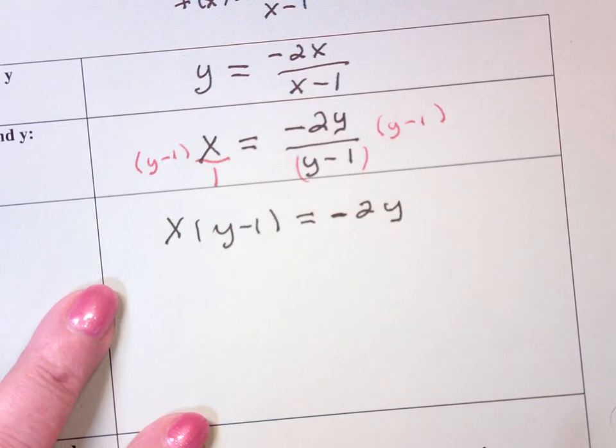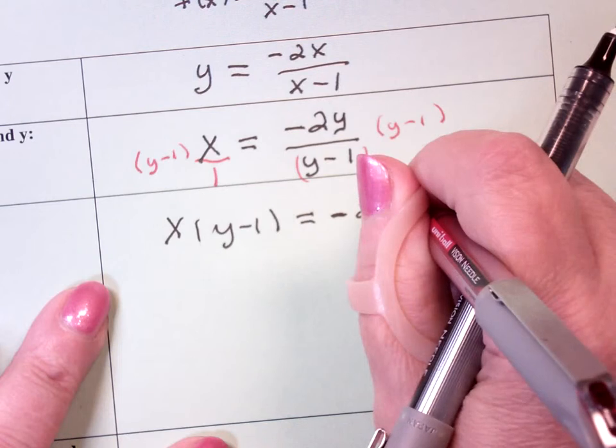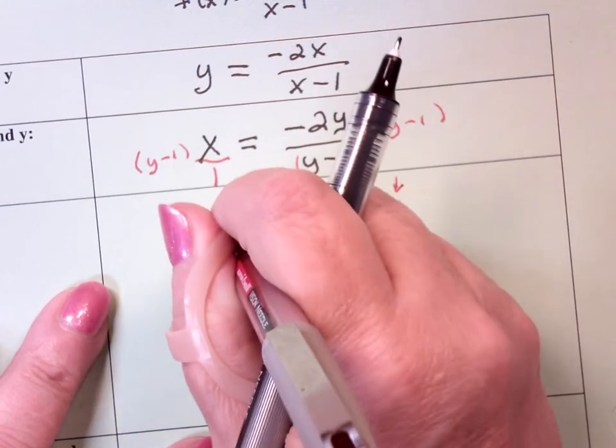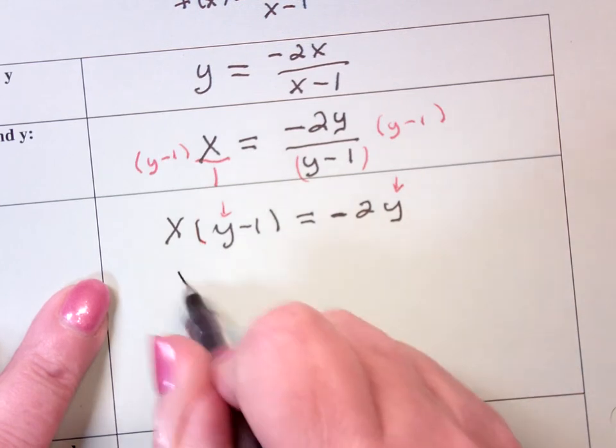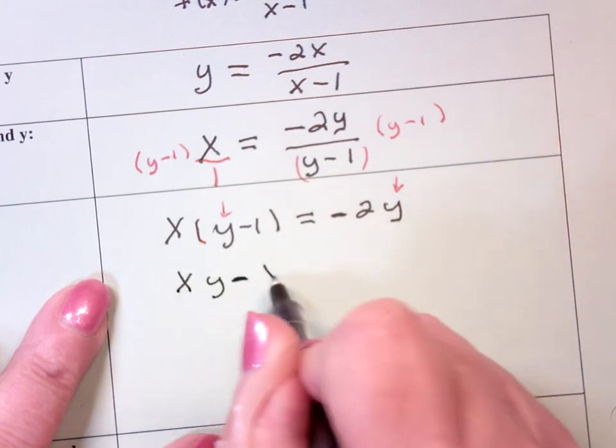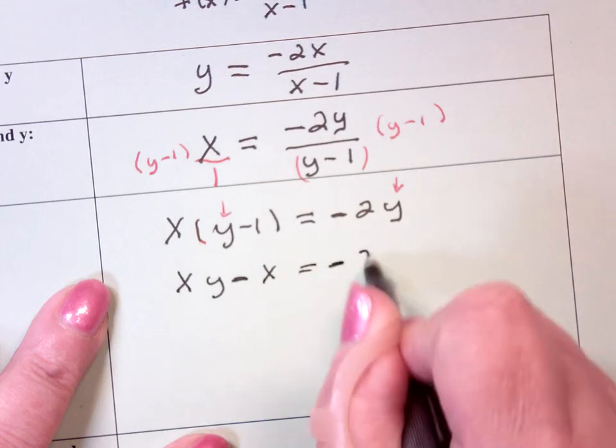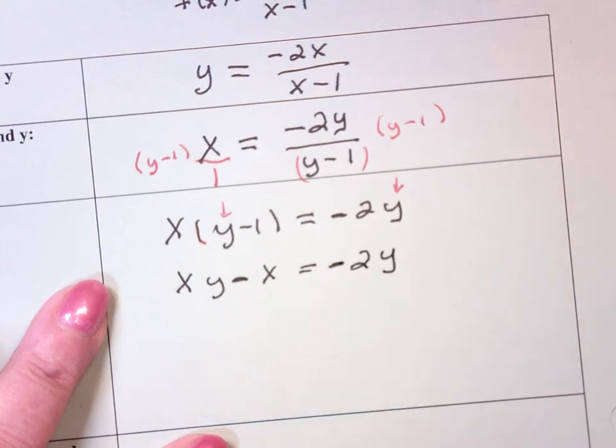Now I've got to solve for y, which means I've got to get y alone. And I've got y in two places. I have a y here and a y inside the parentheses. So I've got to clear the parentheses to get the y out. So xy minus x equals negative 2y.